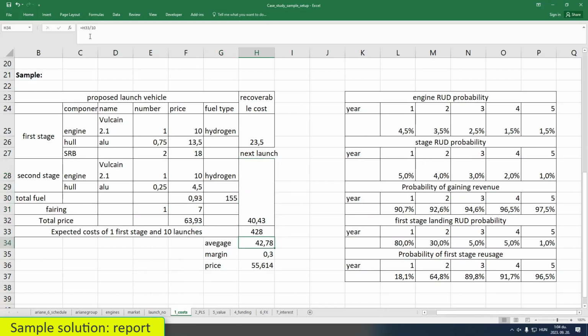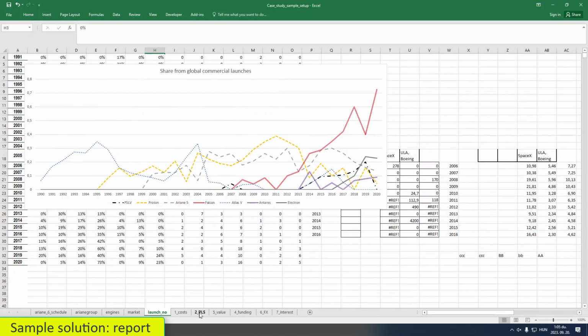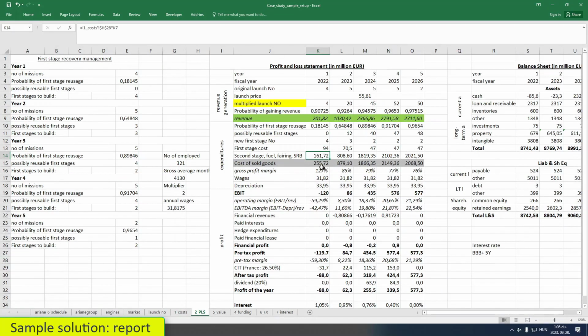And also this number here is an average, if we are reusing it for 10 times. So that's why it can be misleading, because practically this is the price of the vehicle. Just somehow I had to create some averaging to have nice numbers.